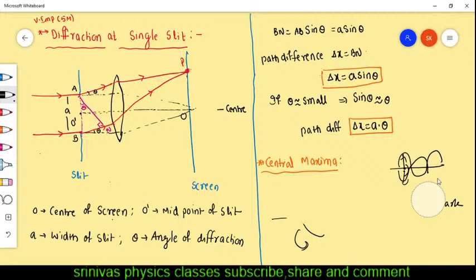At the center the phase difference is zero, because the path difference is zero. Path difference zero means phase difference is also zero. Phase difference zero means the bright band will form. Central maxima will form.